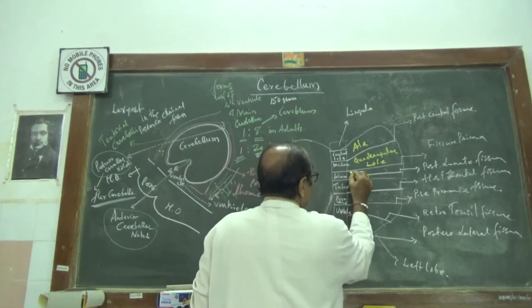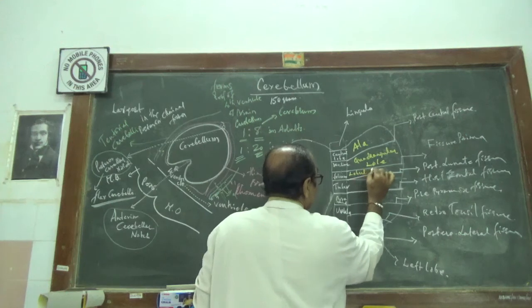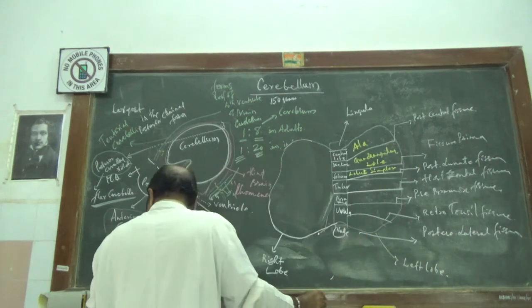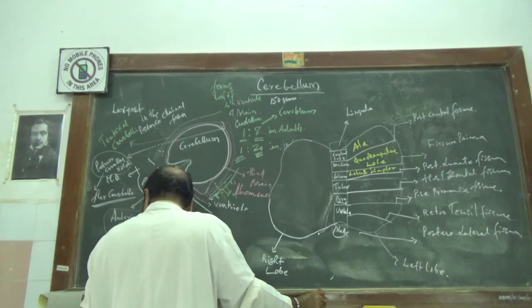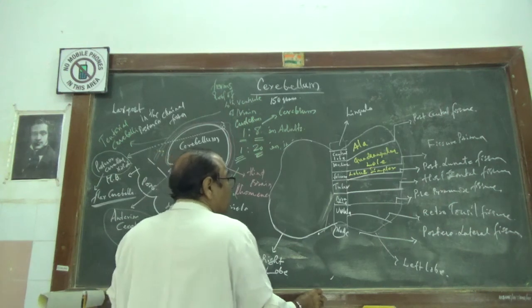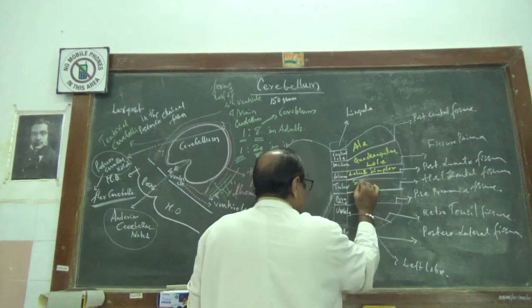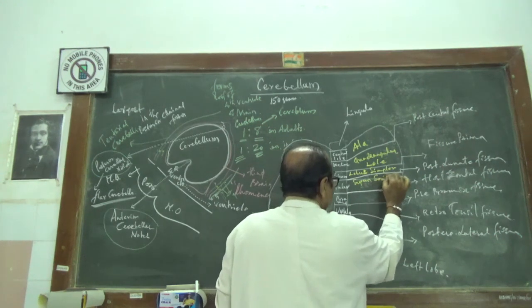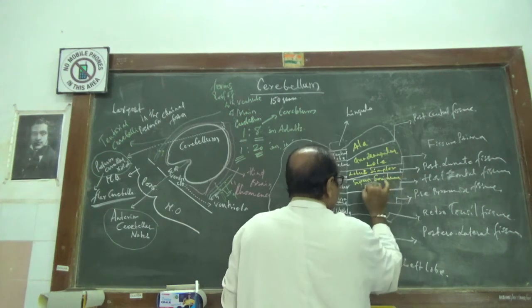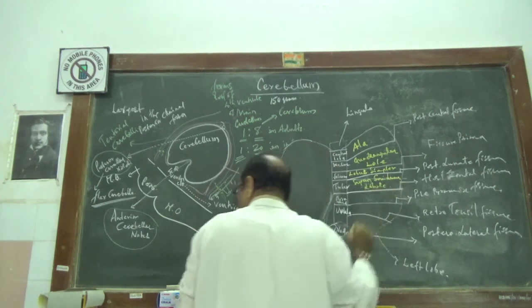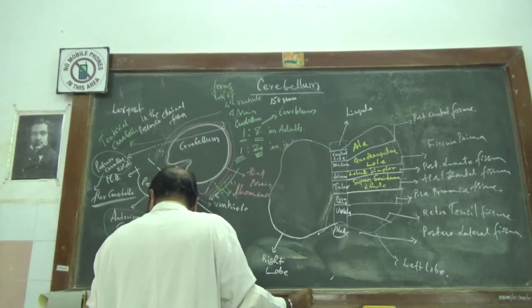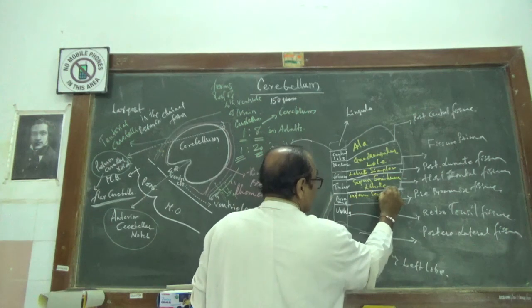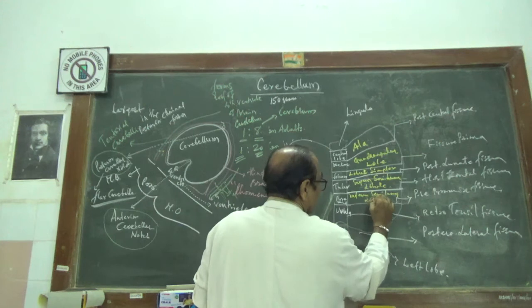Then you have got this, the lobus simplex. Then this one, the superior semilunar lobule. This one is the inferior semilunar lobule.